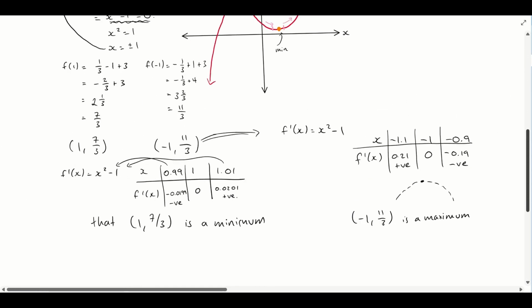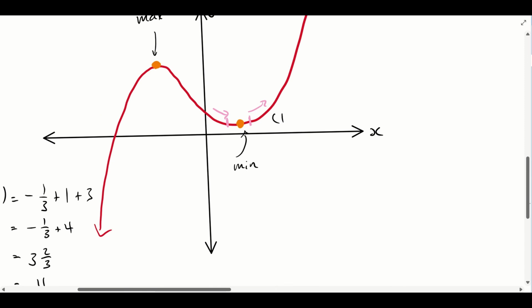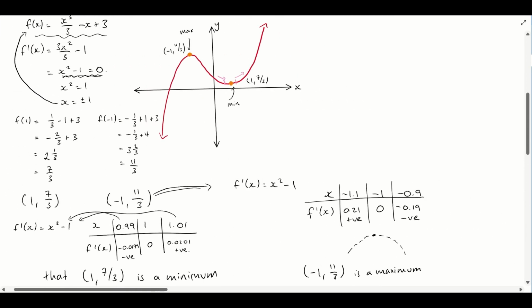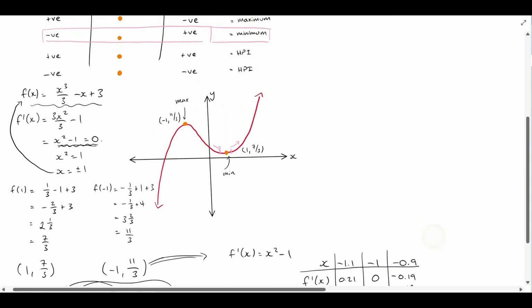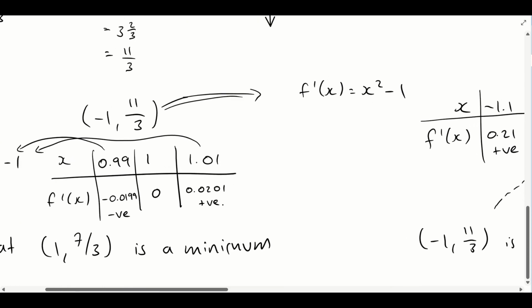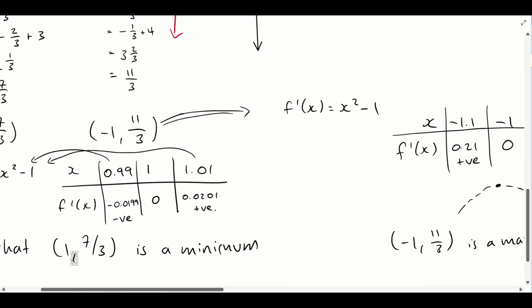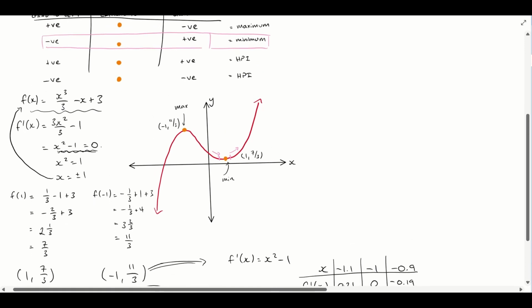And we can confirm that on our graph, because we see here the point (1, 7/3) and the point (-1, 11/3), they're correct. We've got the maximum and the minimum correct. So that's how we use what we call the sign test, using this negative and positive, to work out if we have a minimum, a maximum, or a horizontal point of inflection.